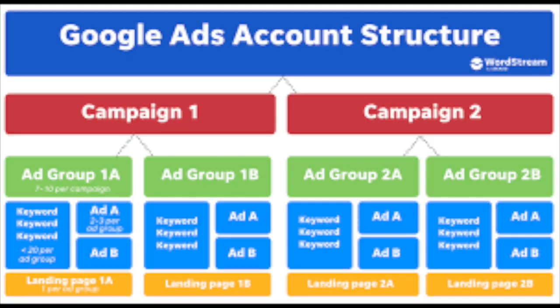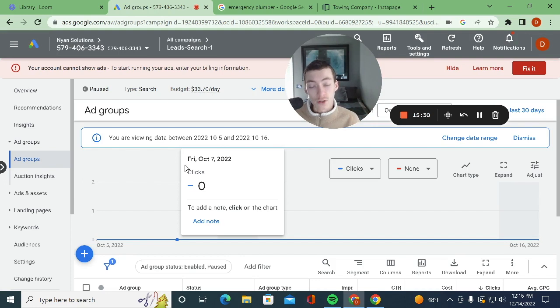An ad group is what categorizes your ads and your keywords into certain sections. For example, an ad group is different services. So for plumbing, you would have a drain cleaning ad group, and that ad group would have ads only about drain cleaning and keywords only about drain cleaning. So when someone searches up drain cleaning, those keywords trigger those ads.